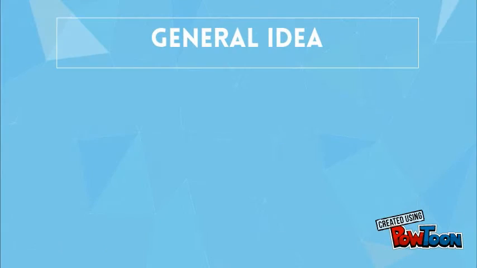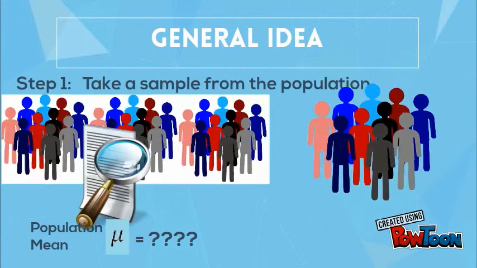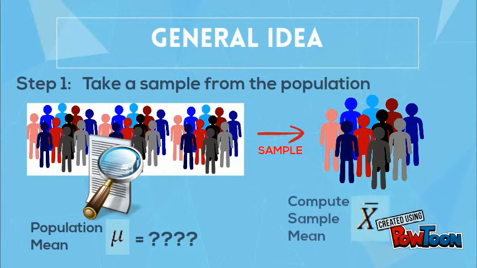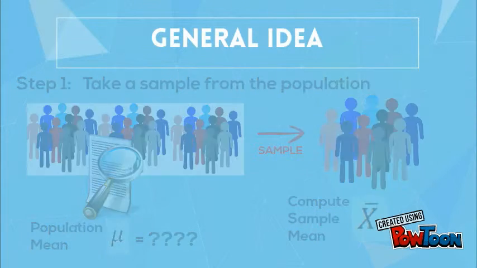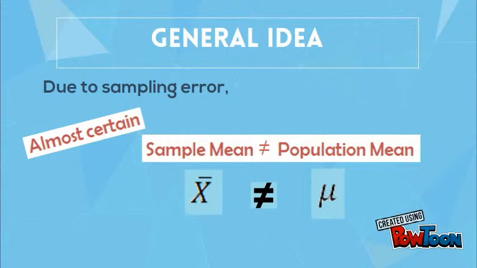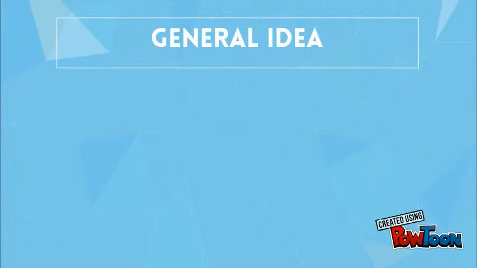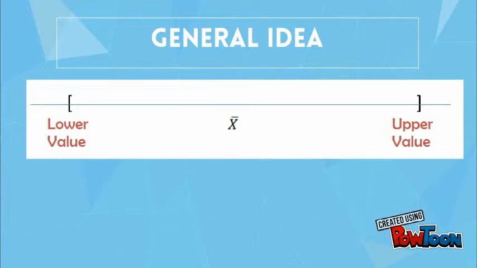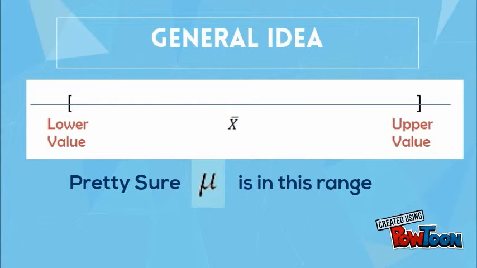Here's the general idea. Our first step in estimating the population mean is to take a sample from the population and compute the sample mean. Due to sampling error, though, we are almost certain that this sample mean is not equal to the population mean. So we want to go a little bit above and a little bit below this value to get a range that we are pretty sure contains the population mean we're looking for.